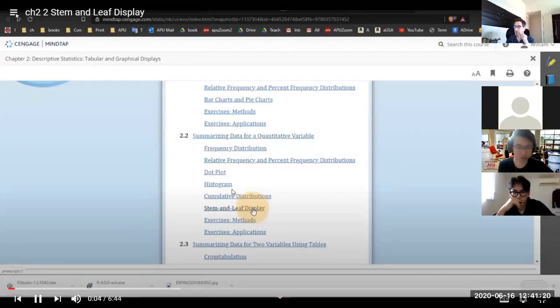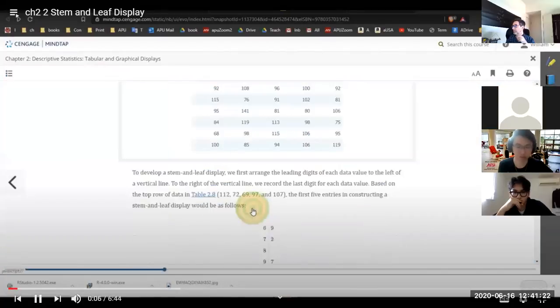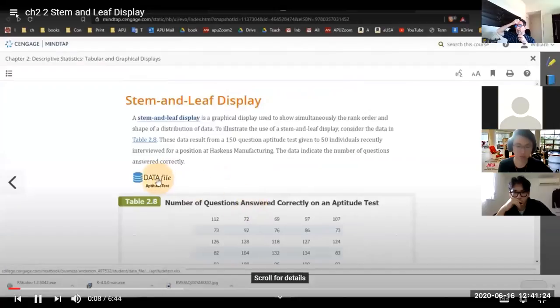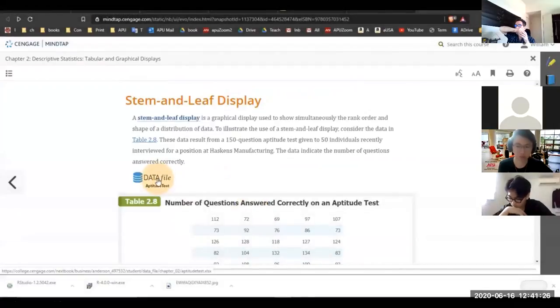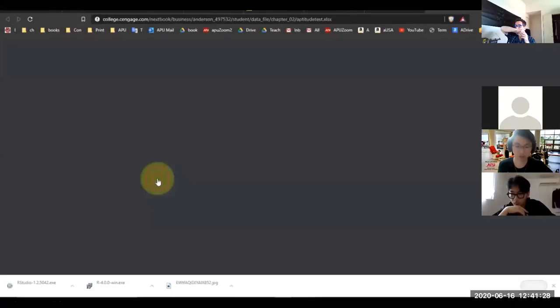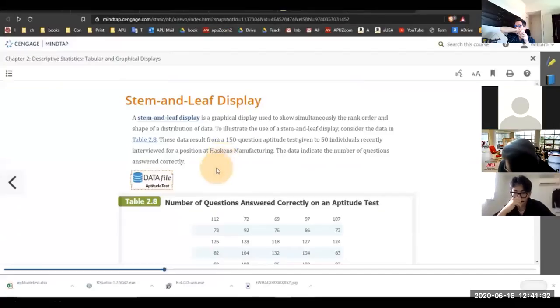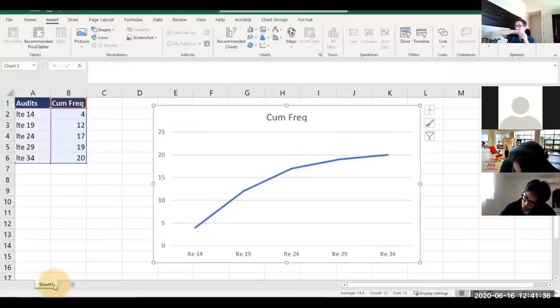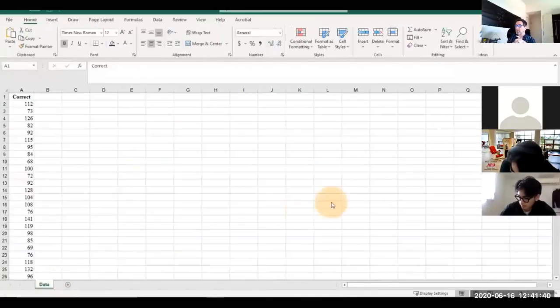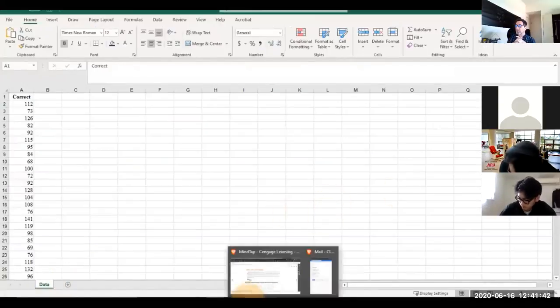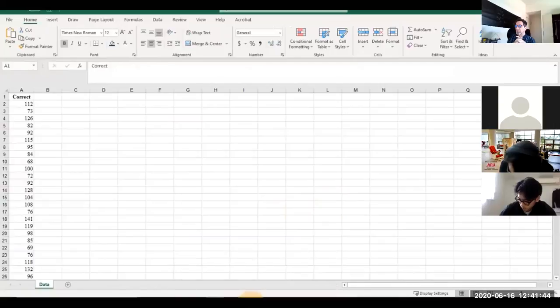Next is the stem and leaf display. So let's take a look at that. I noticed that we have these data files, so why don't I work with that? I'll just download this and open that. So here's the data. Now let's go back and check what this was again.